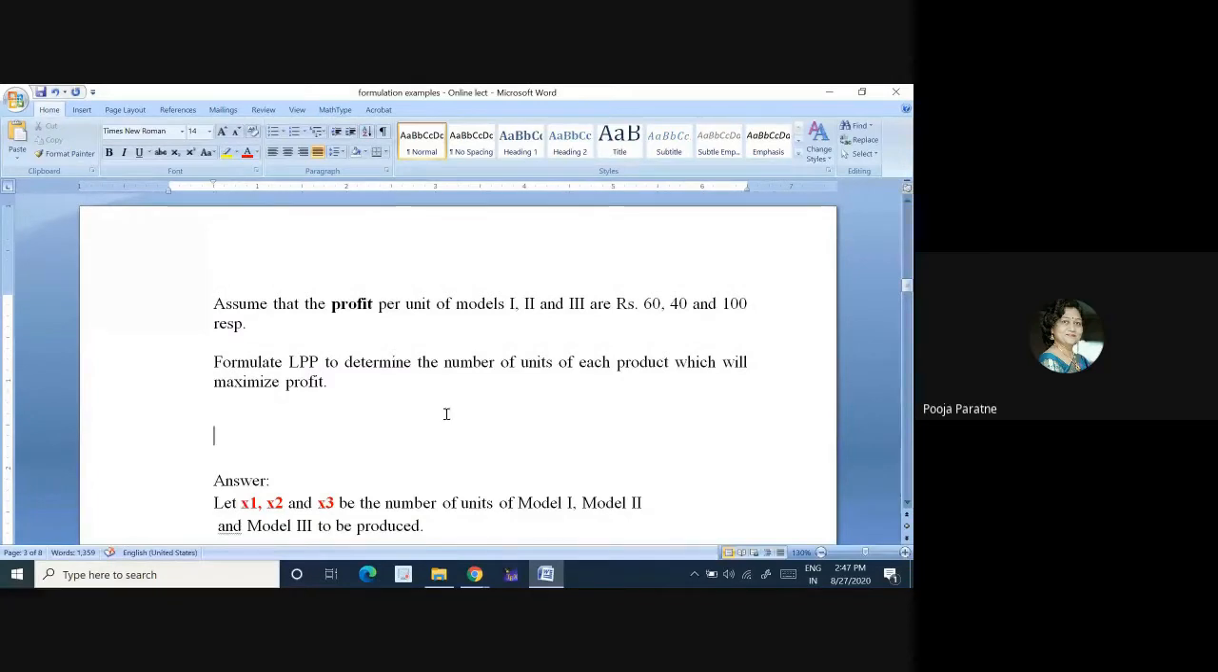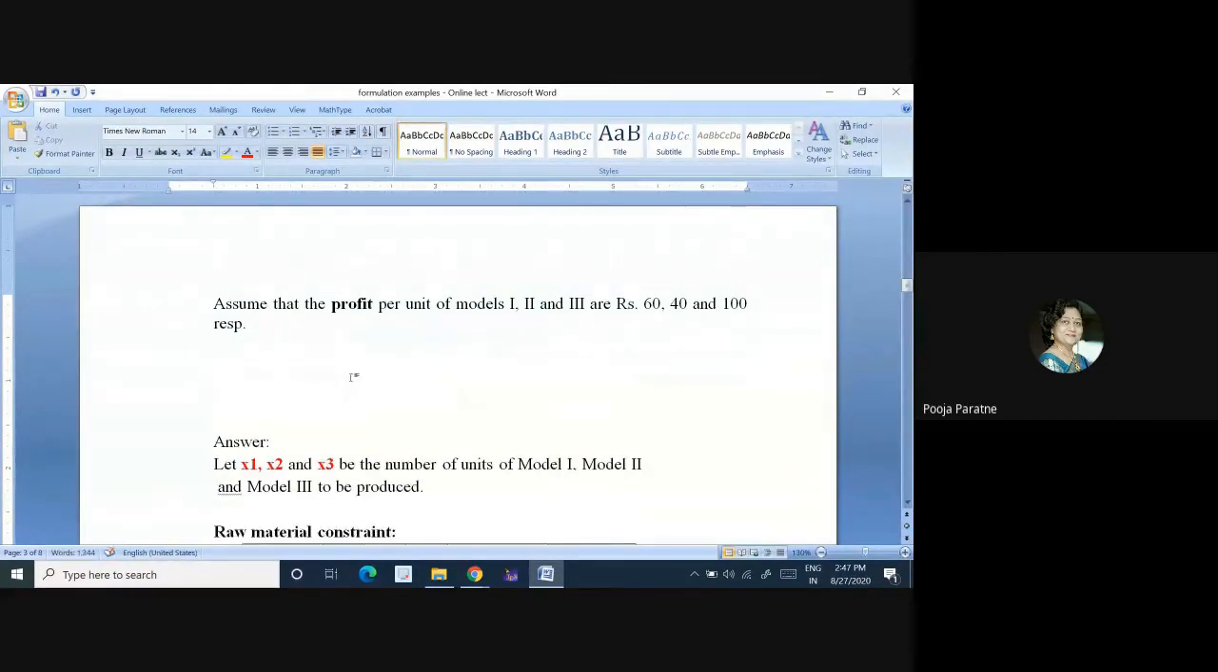Look, so what to define now? We formulate the LPP to determine the number of units of each product. So now as this line is given, we can immediately say, but suppose only the question is given, formulate LPP. So we have to decide which variable to take. That is decided from this line.